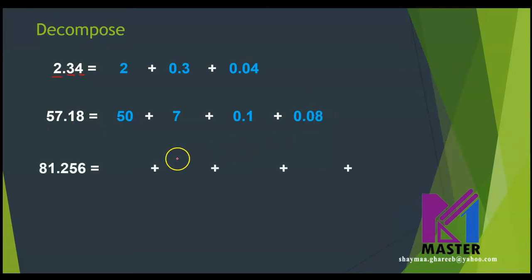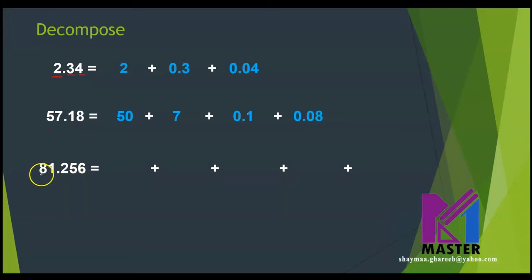Let's try one more number, 81.256. This number has 3 decimal places. Do you remember the places? The tenths, the first decimal place, then hundredths, then thousandths. So let's start from the beginning. We said 81.256 or 81 and 256 thousandths. Is this clear?